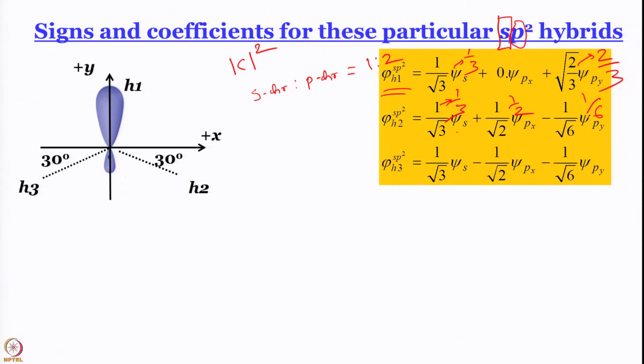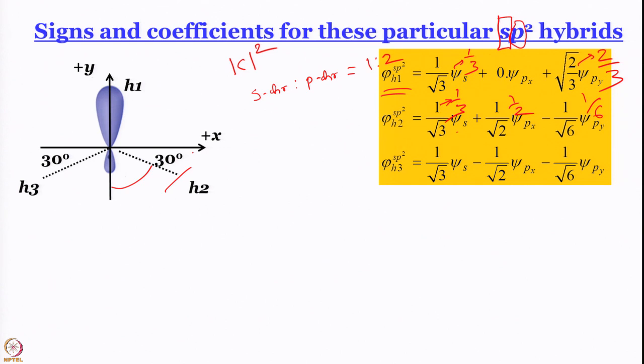Px contributes to a greater extent than py. This is half and this is 1 by 6. That is not so surprising. Just look at this figure. This angle is 30 degrees, this angle is 60 degrees. It is no wonder that the contribution of px is going to be 3 times more than contribution of py, right? Look at the components, you will get it.